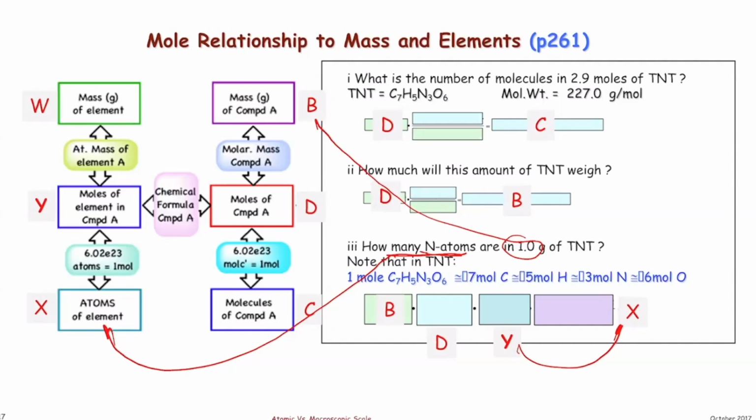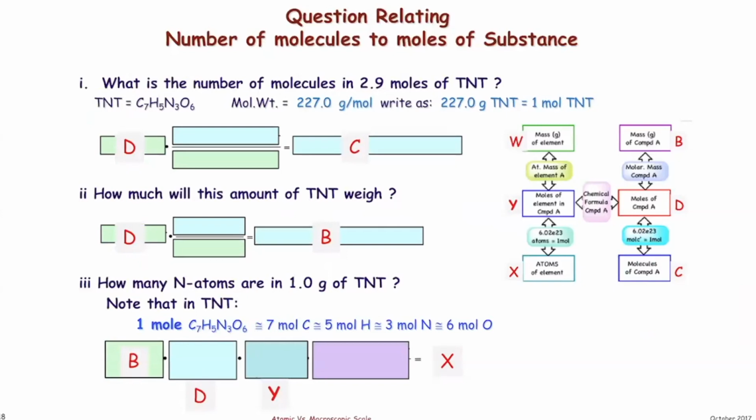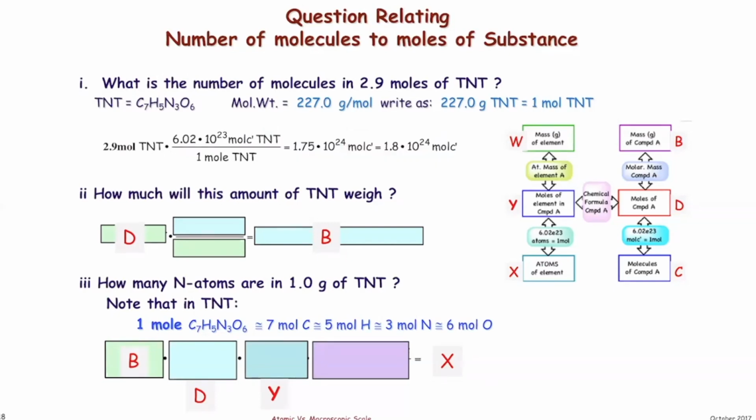So let's take a look at this first step. Remember I told you that the path is D to C. So we have 2.9. We're going to put 2.9 right there. And then we're going to use Avogadro's number. And that's basically what you will see right here. 2.9 moles, 1 mole of TNT, 6.02 times 10 to the 23rd. That's Avogadro's number. And then we have our answer. You just do the math.